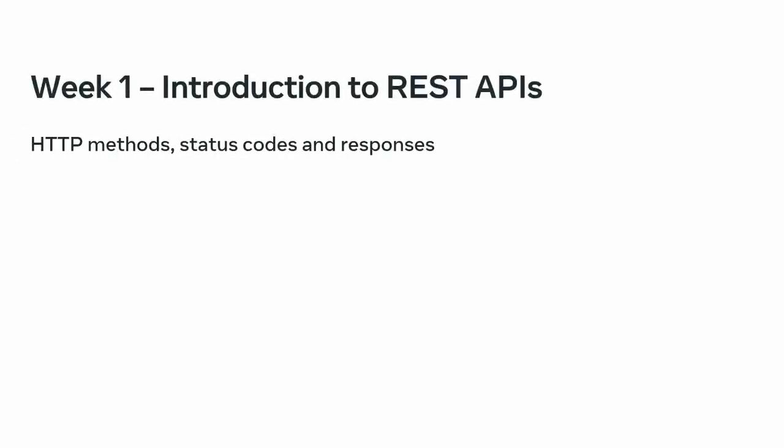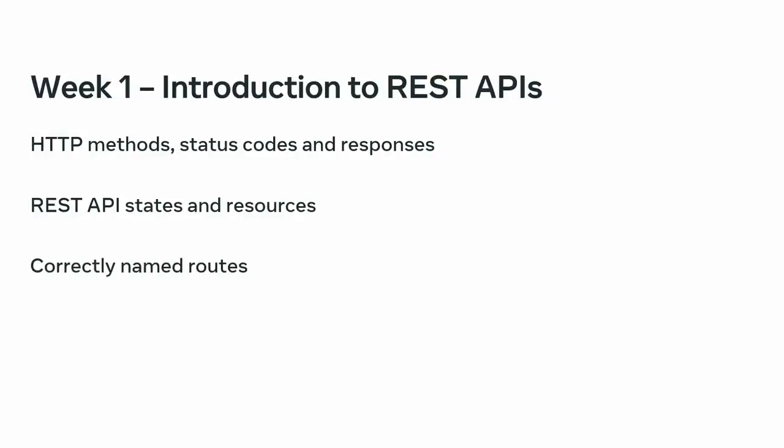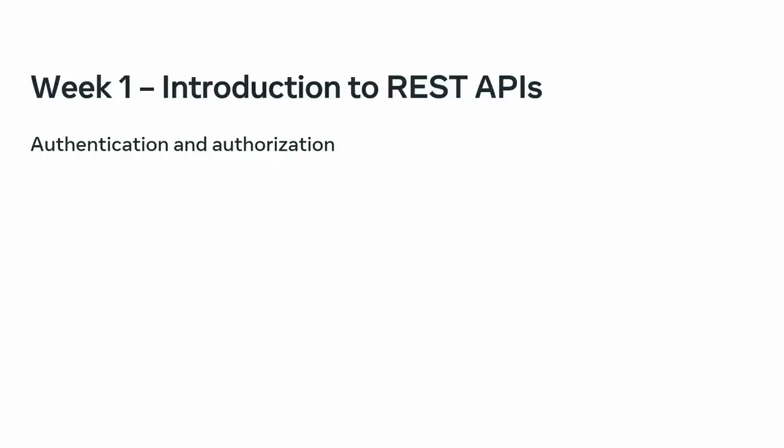The acronym API is short for Application Programming Interface, and REST means Representational State Transfer. REST provides guidelines that outline best practices for working with an API. After your studies this week, you will be able to explain different HTTP methods, status codes, and responses, identify the key characteristics, benefits, and uses of REST API, its states, and its resources, create routes with the correct naming conventions, explain the principles of authentication in a REST API, differentiate between authentication and authorization, and explain the API request lifecycle.